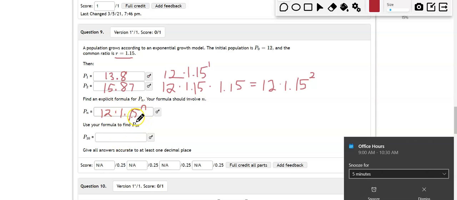Now let's find P sub 10 by plugging it in here. So we will have 12 times 1.15 raised to the 10th power. And let's let our calculator do that. Now I get a fairly large decimal, 48.54669283, but it says to give the answers accurate to at least one decimal place. So I'm going to call it 48.5.